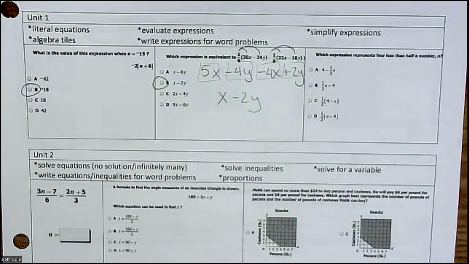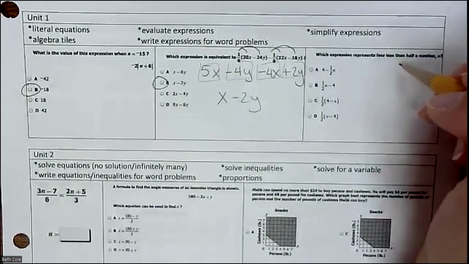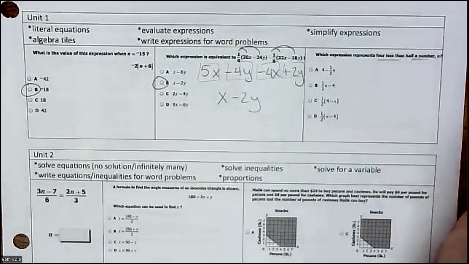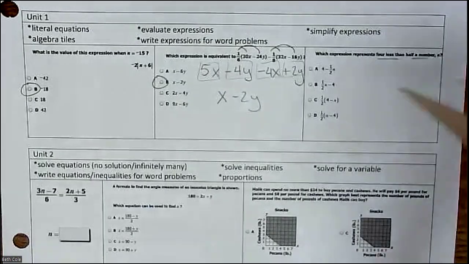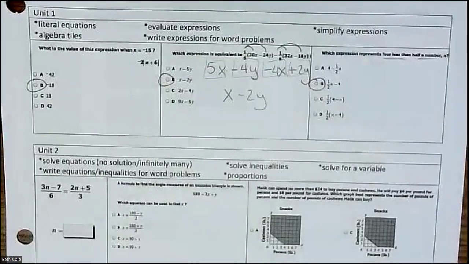All right. Which expression represents 4 less than half a number? When it says less than or greater than, it switches the order. So when it says 4 less than something, you want something minus 4. Let's see. It is 1/2 n minus 4.